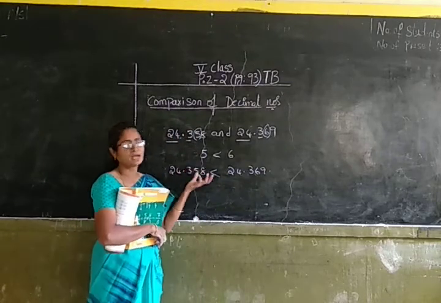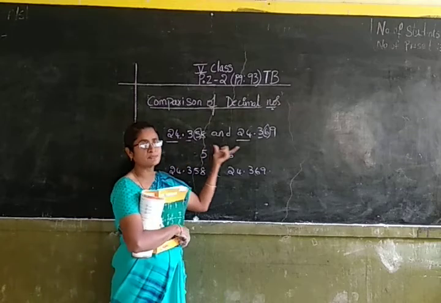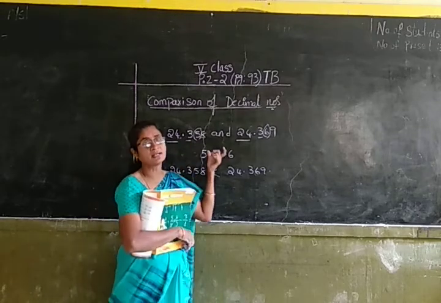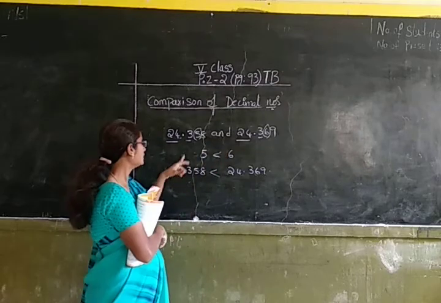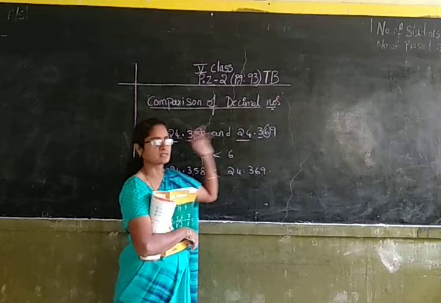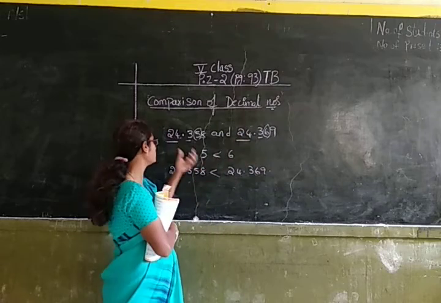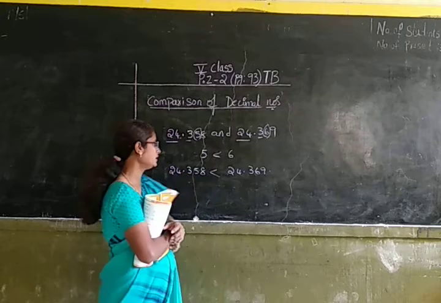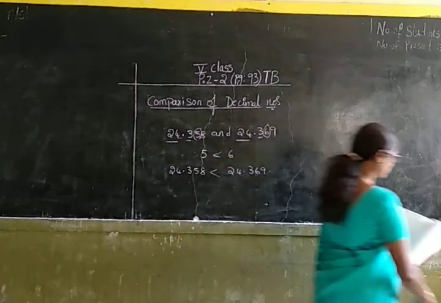Okay children? First we have compared the whole number part. Then we have compared the tens place of the decimal part. They are also same. So then we are comparing the hundreds place of the decimal part. In the hundreds place, this number is having 5 and this number is having 6. So 5 is less than 6, which means 24.358 is less than 24.369. Okay children?